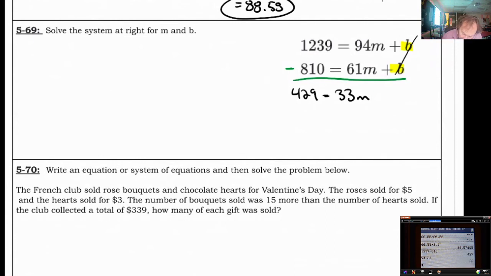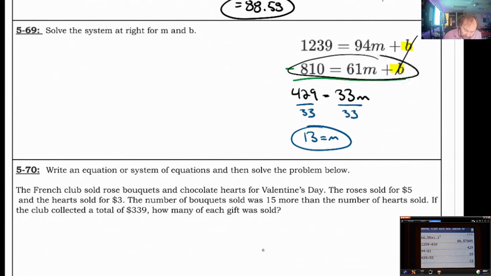All we got to do here is divide by 33, and that will tell us what m is going to be. 429 divided by 33 is going to be 13. So 13 is m, and that's the first part of the problem. We now need to figure out what b is. So you can choose either one of these. Let's choose the bottom one because it's got smaller numbers. We'll do 810 equals 61 times m plus b, like that.